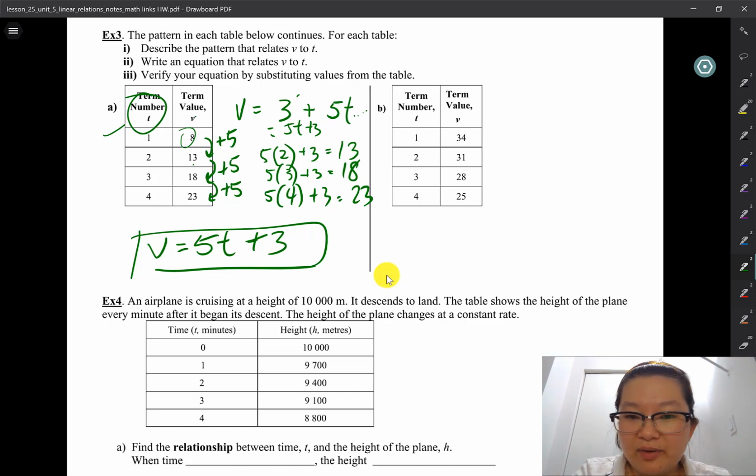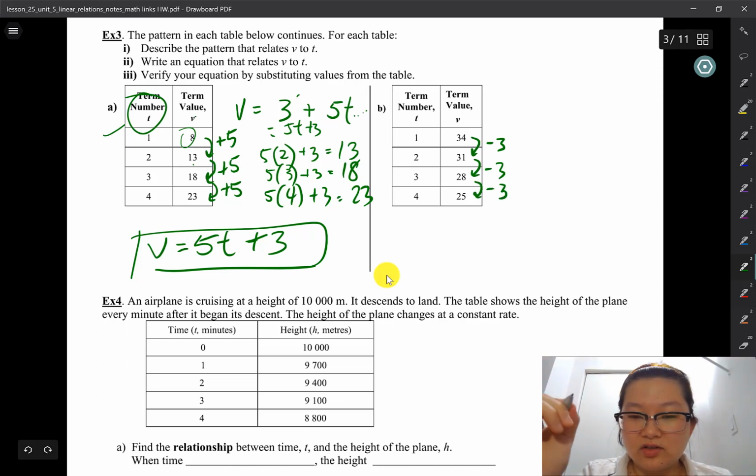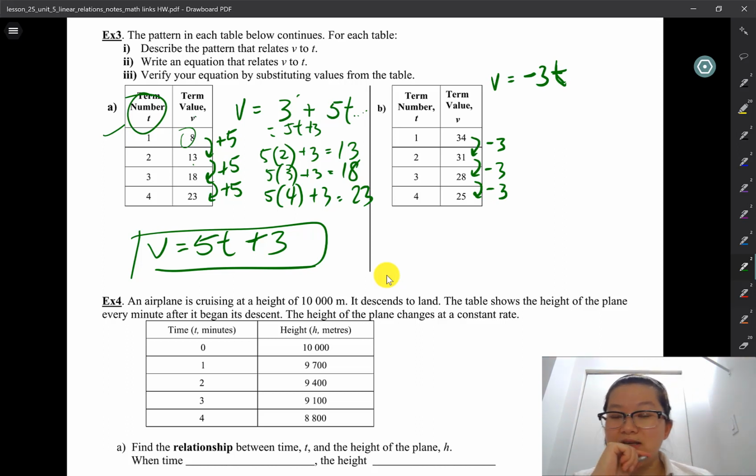Let's find again the pattern. Ooh, the number's going down this time. So this one, we're actually subtracting 3, and not adding. So in terms of our pattern, again, we're going to relate v to something times t. And this time, because we're taking 3 away, I'm going to need a negative sign, and I'm going to have my 3 here. And I want to multiply by t to give me whatever term value v is.